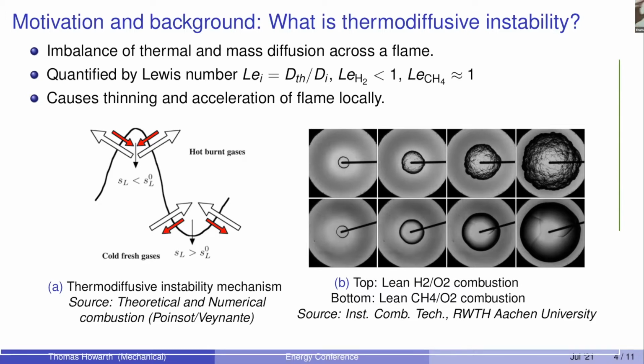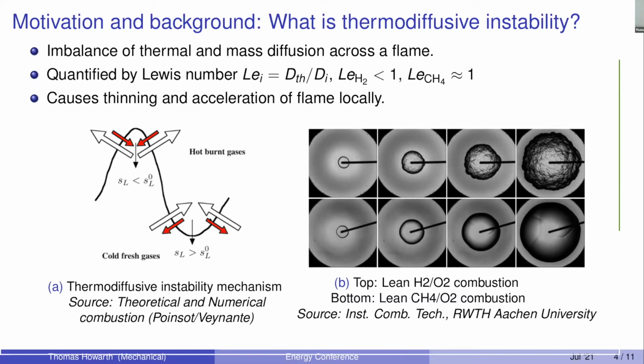What we have across the flame is heat diffusing from the hot side to the cold side, and fuel diffusing from the cold side, where the fuel is, to the hot side. If the diffusion coefficients are imbalanced, which is quantified by the Lewis number, the ratio between the diffusion coefficients, we can get these cells that burn much hotter.